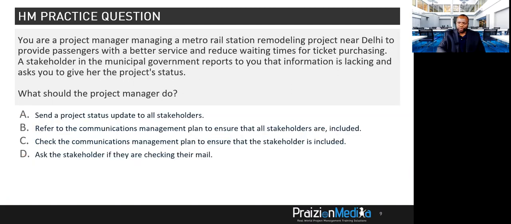All right, here's the next one. You're the project manager managing a metro rail station remodeling project near Delhi to provide passengers with a better service and reduce waiting times for ticket purchasing. A stakeholder in the municipal government reports to you that information is lacking and asks you to give her the project status. What should the project manager do? Here's your poll. 1 minute.